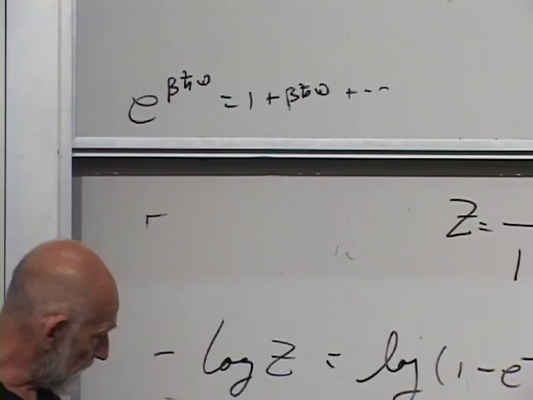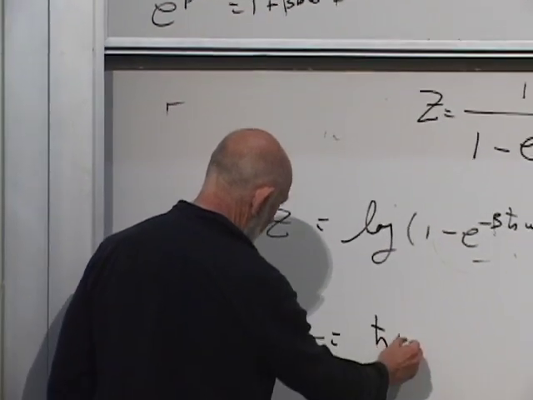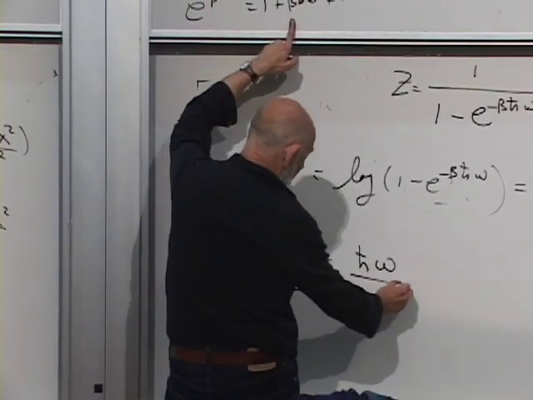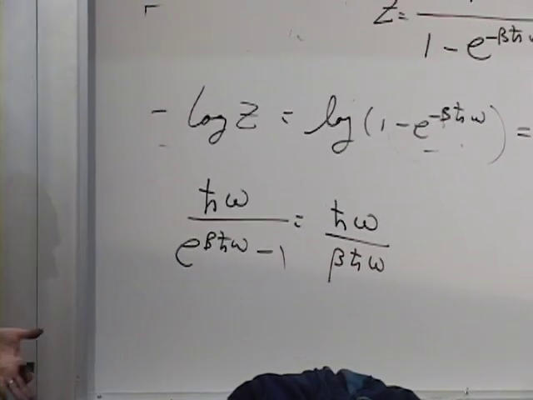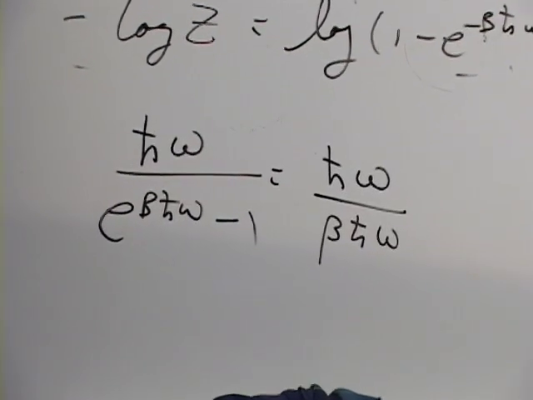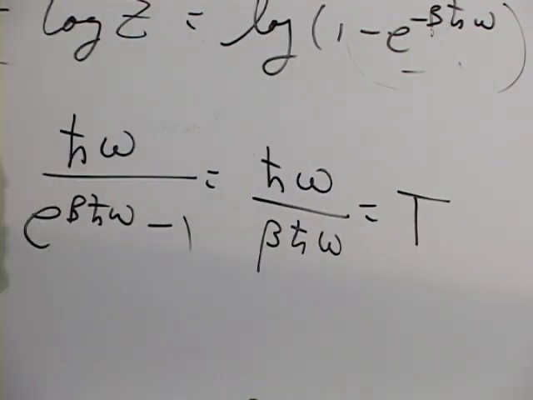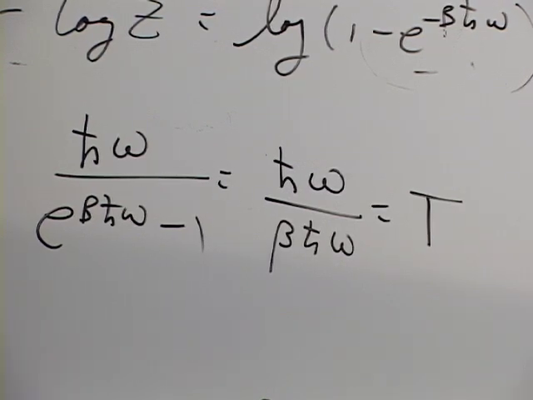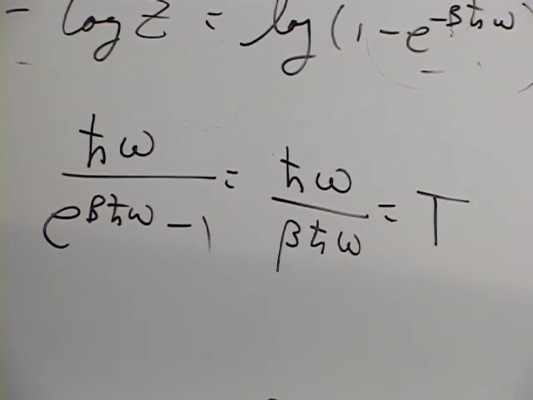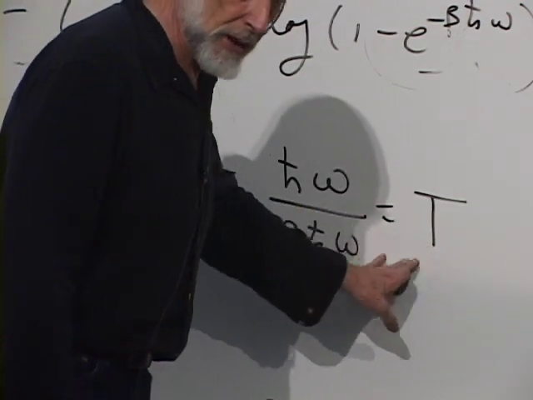cancels. Okay, so the 1 cancels, and after the 1 is canceled, this is just h bar omega divided by beta h bar omega. The h bar omegas cancel, and 1 over beta is temperature. So at high temperatures, when beta is small, we just reproduce the classical behavior. So when the temperature is high enough to be able to excite the discrete vibrations of the harmonic oscillator, we reproduce this situation where the oscillator has temperature T.